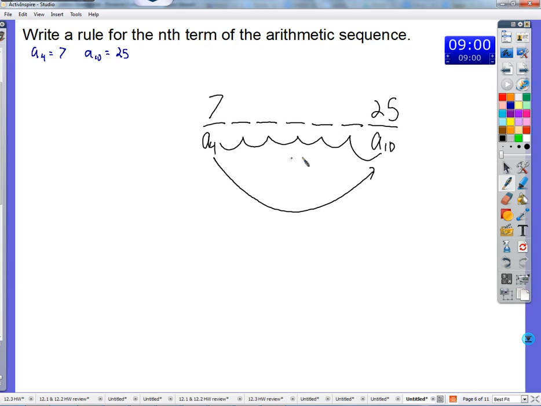What do we add to 7 to get to 25? 18, which we could easily do by taking 25 minus 7, divided by 3. Not 3, 6. 6, and you get 3.